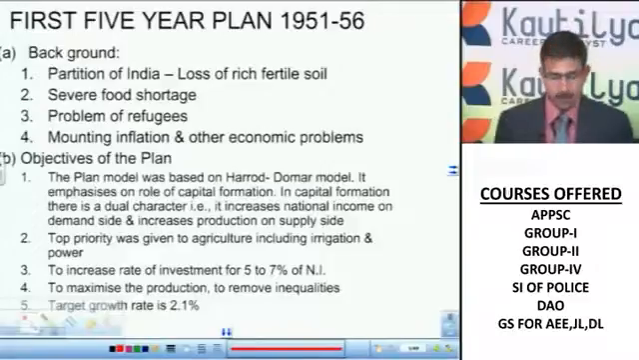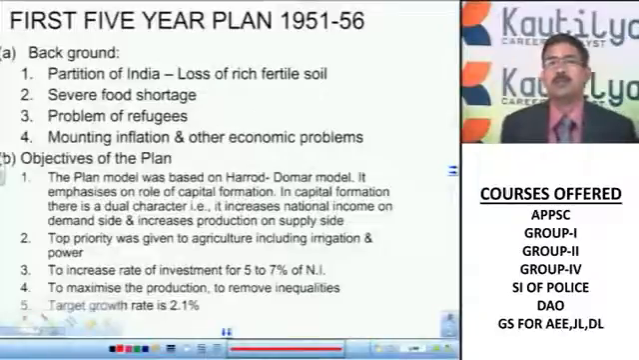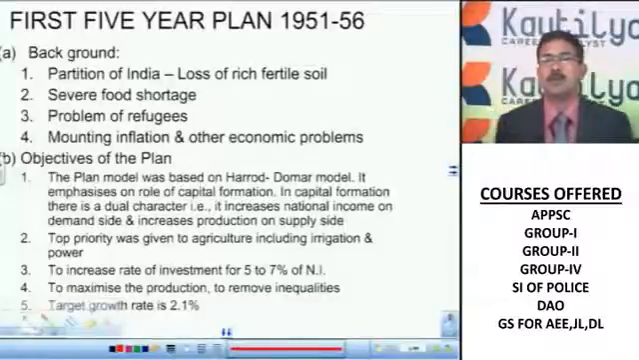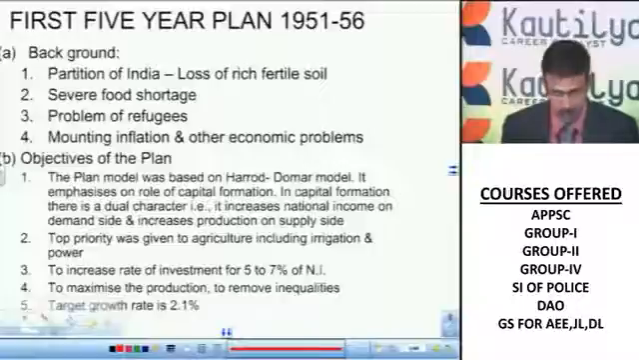Today's topic is 5-year plans in India. Initially after independence, India selected the mixed economy path, thereby it wanted to develop and fulfill all its goals by means of 5-year plans, an idea taken from the Soviet Union.